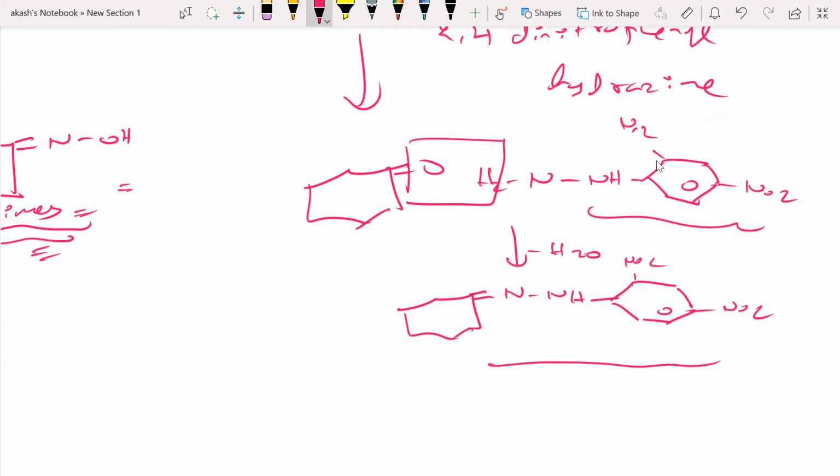Same thing, exact same thing. It looks very complicated, but it is not, right? Just because the compound looks very complicated doesn't mean the reaction will be complicated. A very, very simple reaction. I hope everybody is following. Okay, right. Moving on.